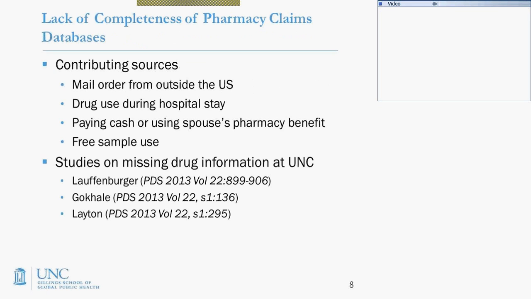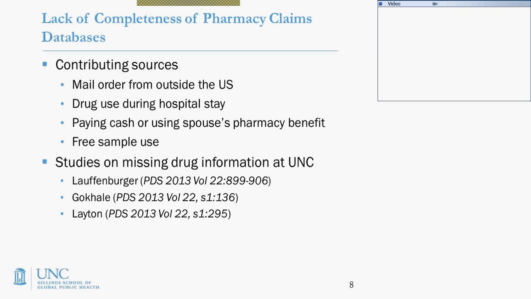There is rising concern about the completeness of pharmacy claims databases. There are multiple sources of this incompleteness, including patients paying cash for these medications, patients who used these drugs during an inpatient stay, patients who use their spouse's benefit to get these medications, or patients who receive mail orders from outside of the U.S. So you wouldn't have this kind of information in the claims.